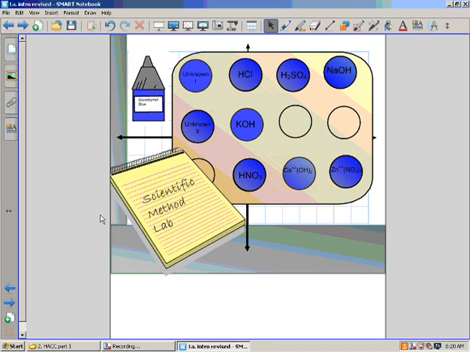Let's take a look at the scientific method in action. So here we have some different chemicals. We want to make some observations of these chemicals. Then we want to test with an acid-base indicator to see which of these are acids, which of these are not acids, and determine what our unknown solutions might be. Might they be an acid or a base?